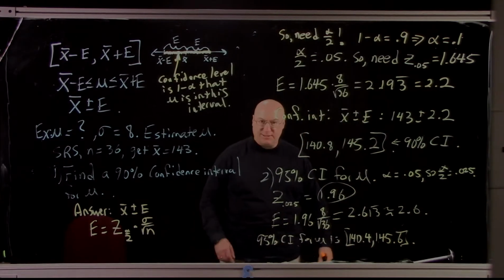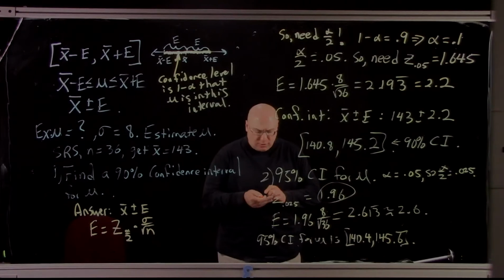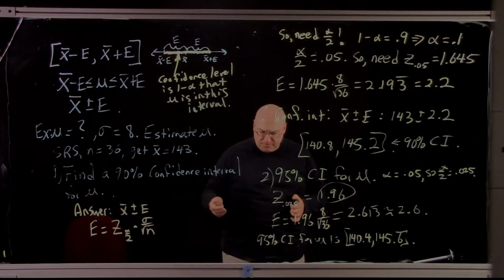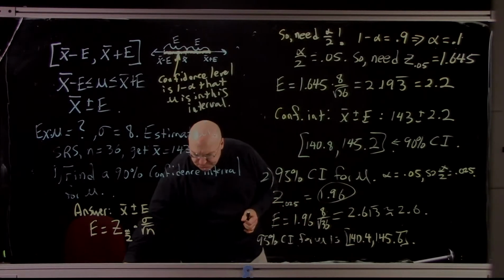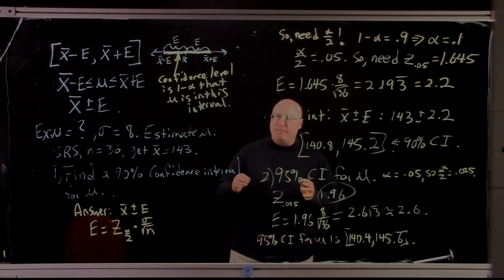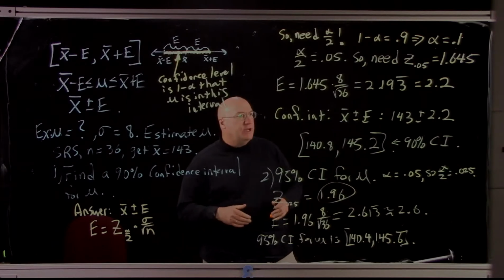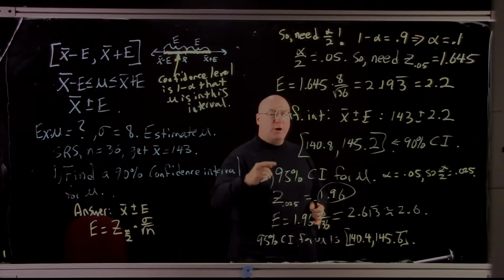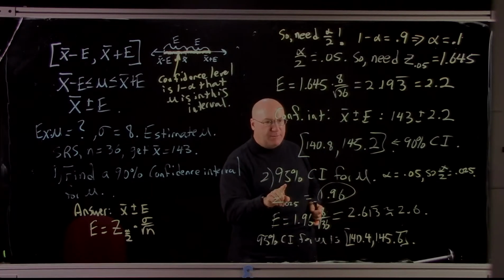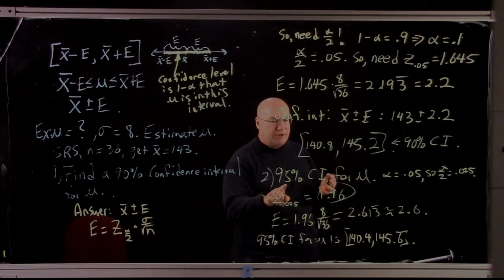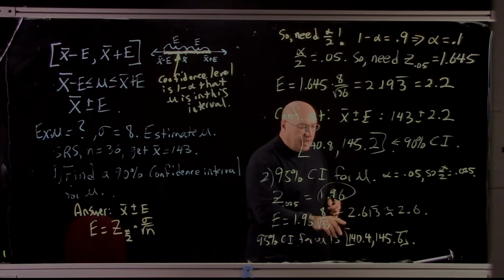Okay, it's easy enough, right? Once you get this down, we're doing a lot of the same calculations we do with hypothesis testing, but it's just used in a little different way. Notice that for the same data, if I want to be more confident that I captured the true population mean in my interval, I have to have a bigger interval.